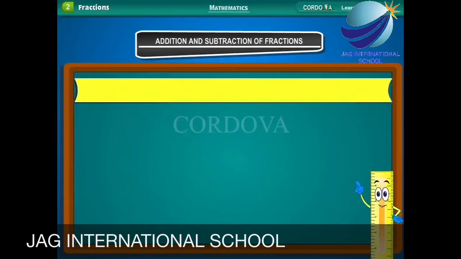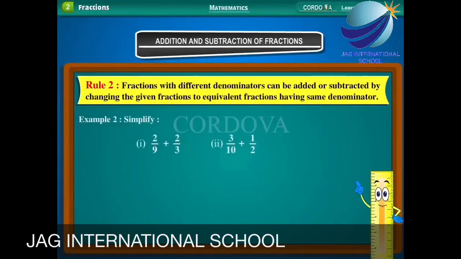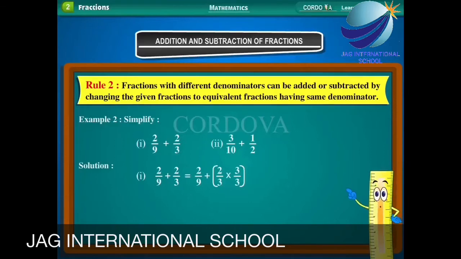Rule 2. Fractions with different denominators can be added or subtracted by changing the given fractions to equivalent fractions having same denominator. Example 2. Simplify 2 upon 9 plus 2 upon 3, 3 upon 10 plus 1 upon 2. Solution. 2 upon 9 plus 2 upon 3 is equal to 2 upon 9 plus 2 upon 3 into 3 upon 3, which is equal to 2 upon 9 plus 6 upon 9, which is equal to 2 plus 6 upon 9, which is equal to 8 upon 9.